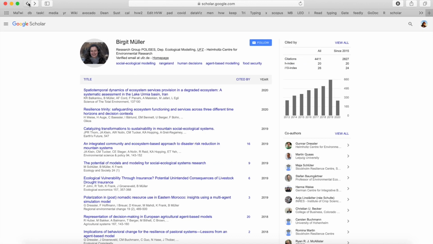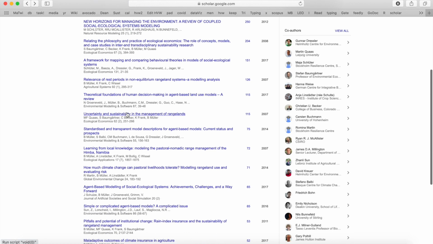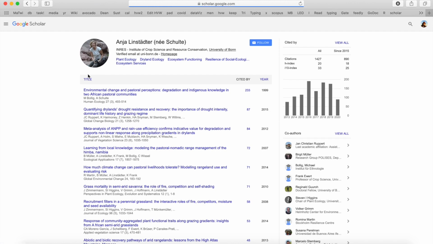And this is where Google Scholar is so helpful. You can look around and you can really go through a community and see, okay, who's working on what and how are these things connected. So that's why I like Google Scholar so much. It's a really powerful search engine.